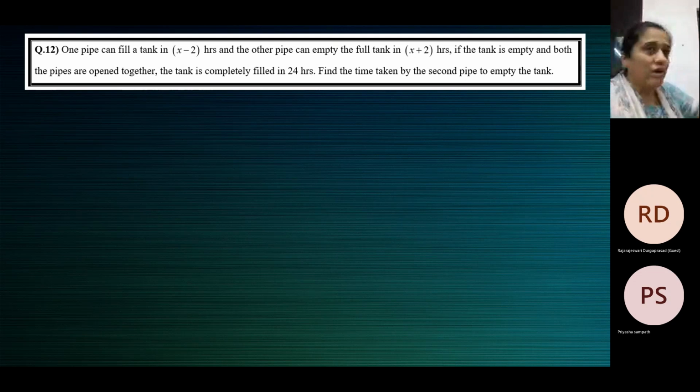And from there on, it will always be full. The emptying pipe will empty, but it's getting filled also. Okay, so one pipe, the filling pipe, can fill it in x minus 2 hours. And the other pipe, the emptying pipe, can empty the full tank in x plus 2 hours.